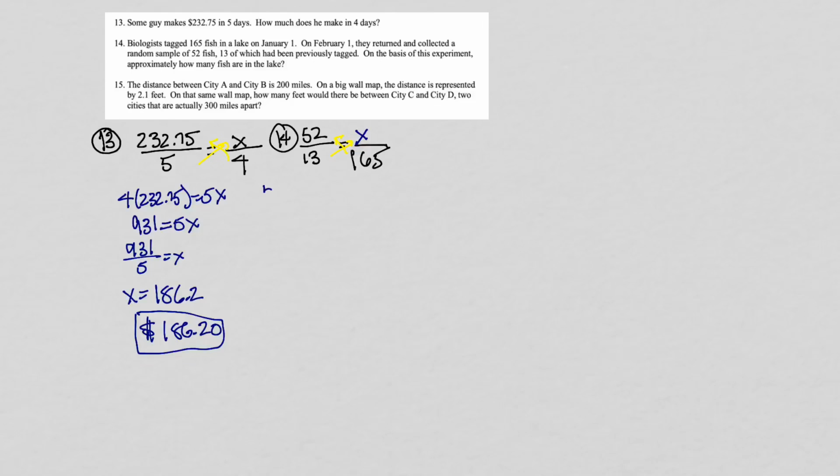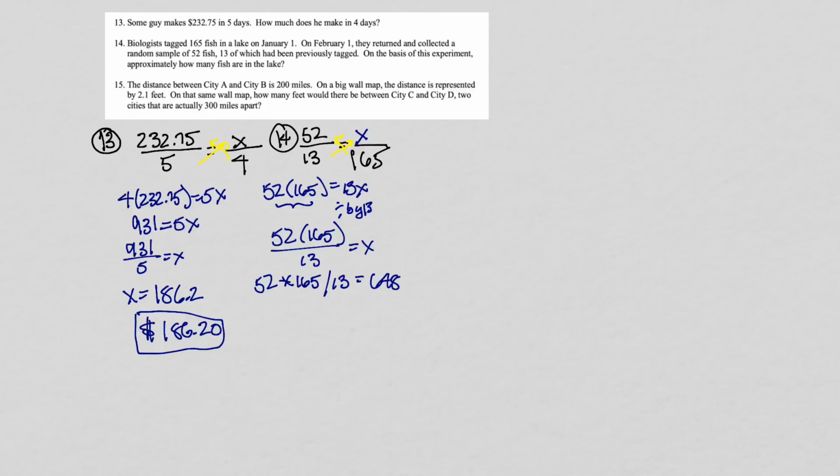That's going to give us 52 times 165. That's all equal to 13x. Now what if I did it this way? Instead of multiplying that out right away, let's just divide by 13. You could multiply this out, or you could divide by 13. I'll get 52 times 165 over 13. That's equal to x. And on my calculator, I can do it all at once. 52 times 165 divided by 13, that gives me x, and I got 648.